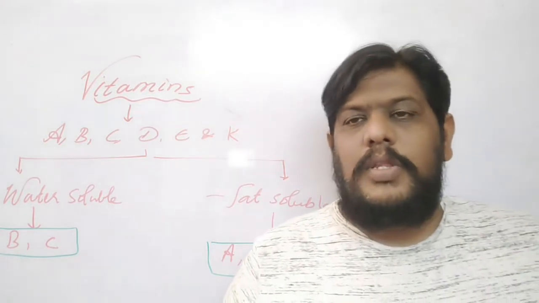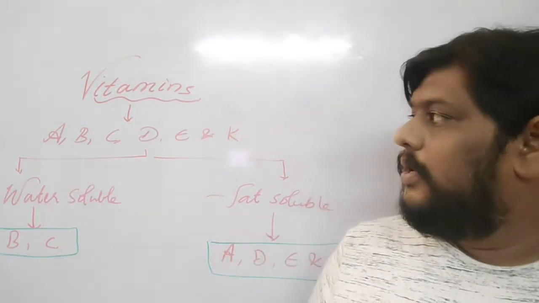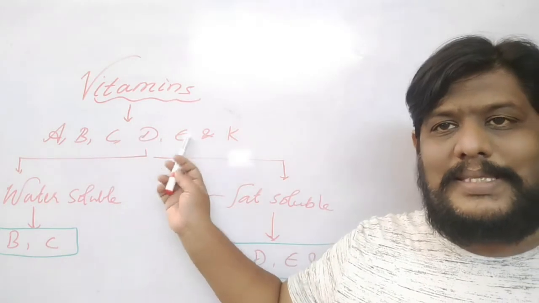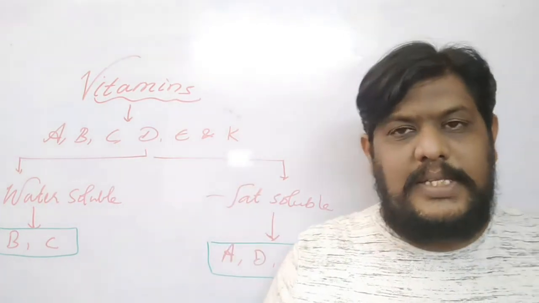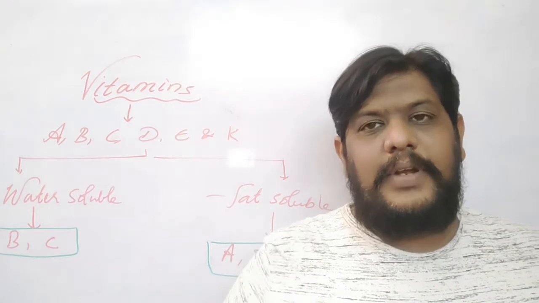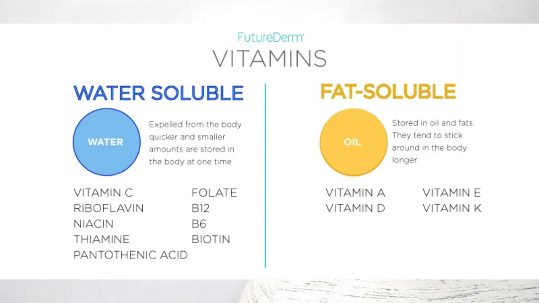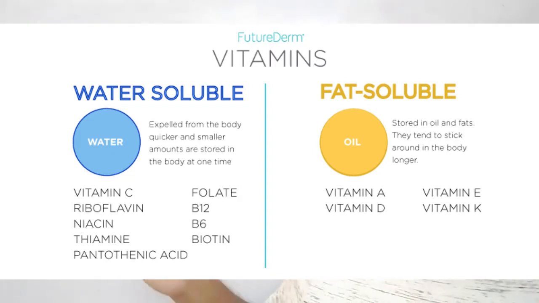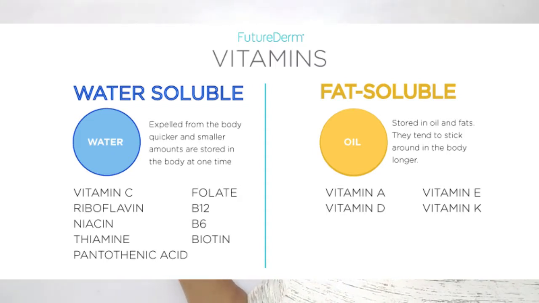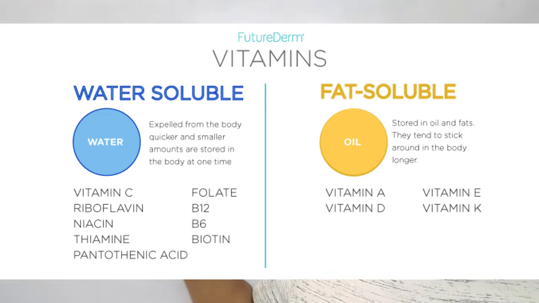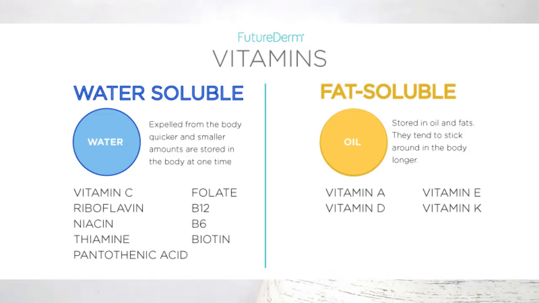These vitamins are very important to us, and they can be categorized into two types. One is water soluble vitamins, the second is fat soluble vitamins. The vitamins are as follows: A, B, C, D, E and K. These are the different vitamins needed for our body, which are there in the diet which we eat. These are the 6 vitamins required in our diet.